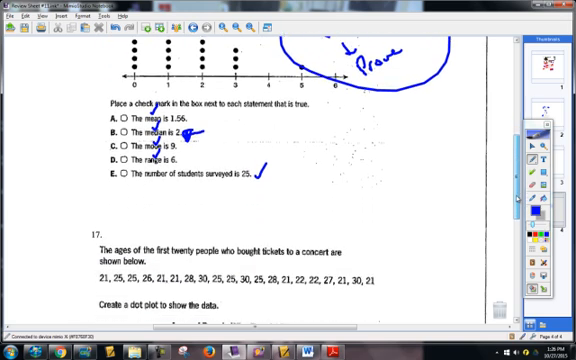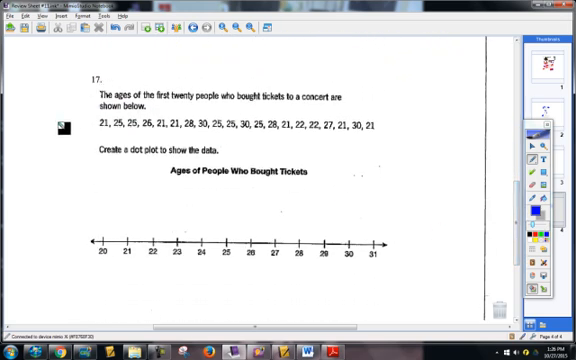And then finally, dot plot. You can just see last week's review sheet if you have any questions here. We did one exactly like it.